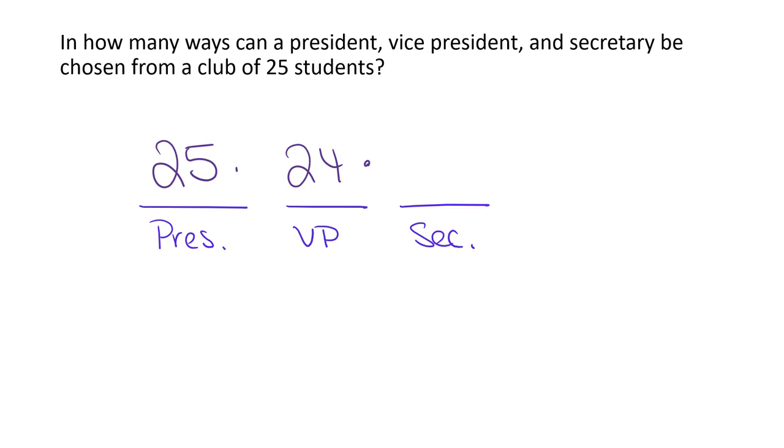And then for secretary, again, we can't pick the same people we've already chosen for president and vice president. We're going to say repetition is not allowed. Repetition of people is not allowed here. So there are now 23 options. I can multiply these together. I got 13,800. So that's the total number of ways I can pick those 3 positions.